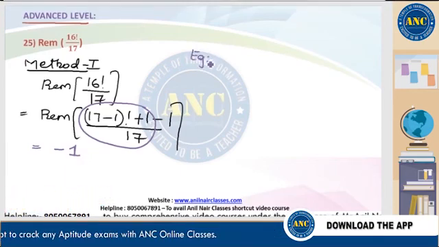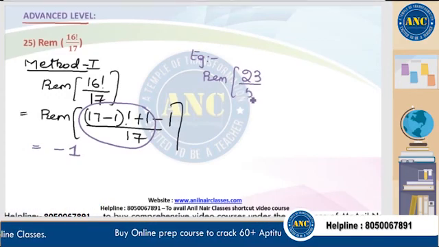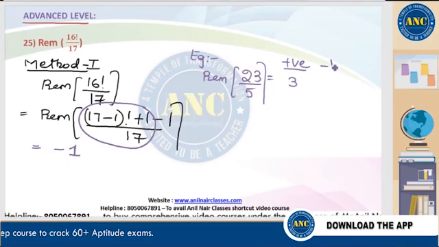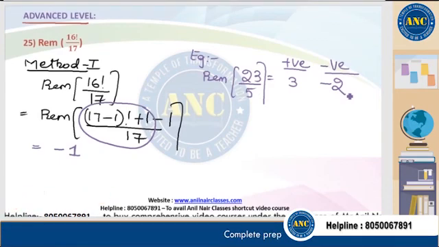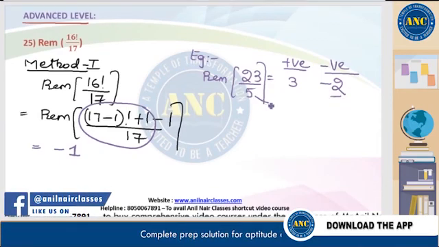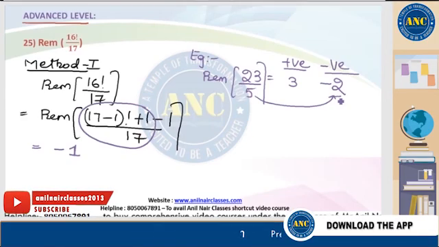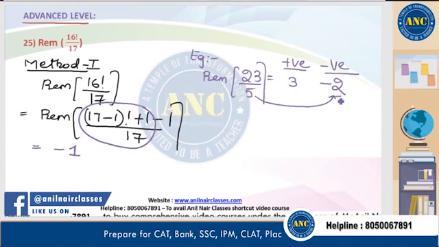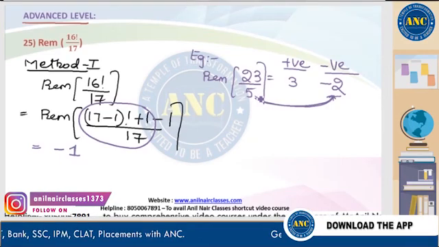For example, 23 divided by 5. 5 fours are 20, the positive remainder is 3. The negative remainder will be, 5 fives are 25, it is minus 2. So if you get a negative remainder, to get the positive remainder, just add the denominator. When you get a negative remainder, add it to the denominator to get the positive remainder.